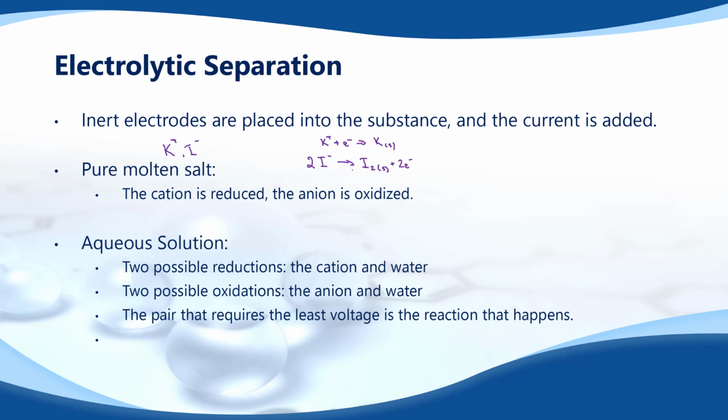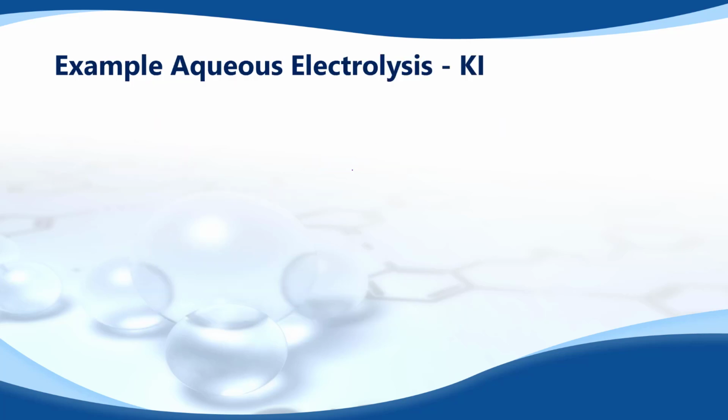For aqueous solution, we still have the 2 same reactions occurring with the cation and the anion, but now we have to add in 2 other reactions because, as we saw in our previous slide, water can electrolyze as well, right? So water can produce hydrogen, it can also produce oxygen. So we have to account for those two reactions as well. And the way that we do this is actually very straightforward. Write out all the reactions, and then whichever reaction requires the least voltage to occur is the one that's going to happen. So here's an example of this in aqueous solution, still working with potassium iodide.